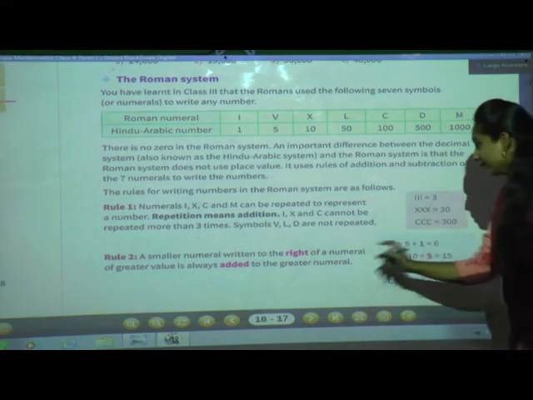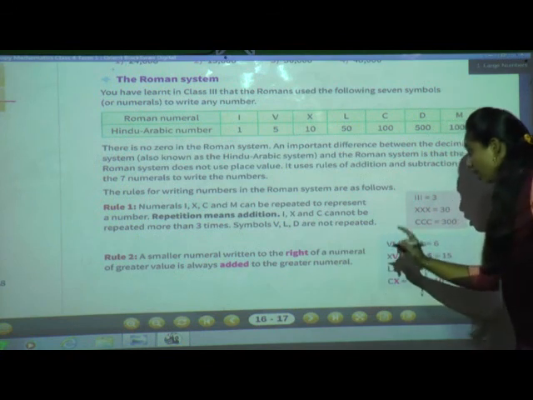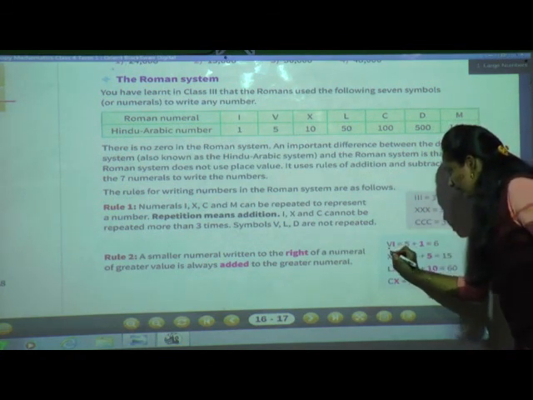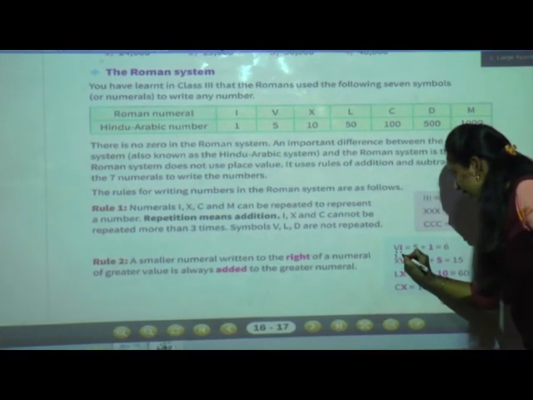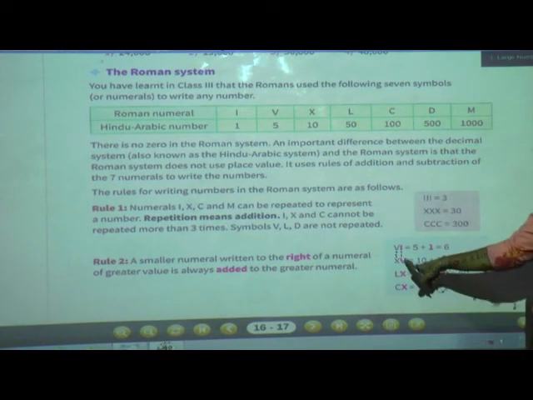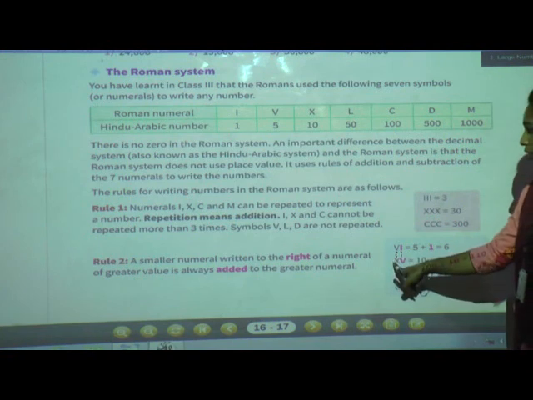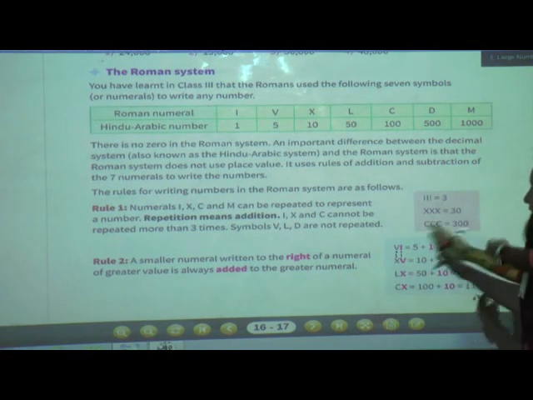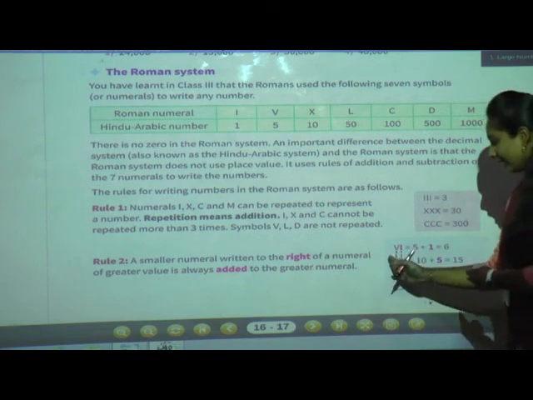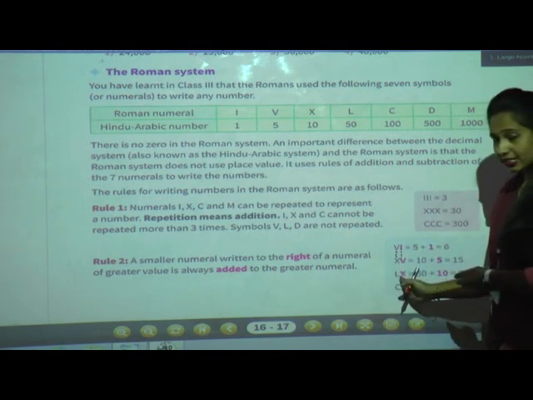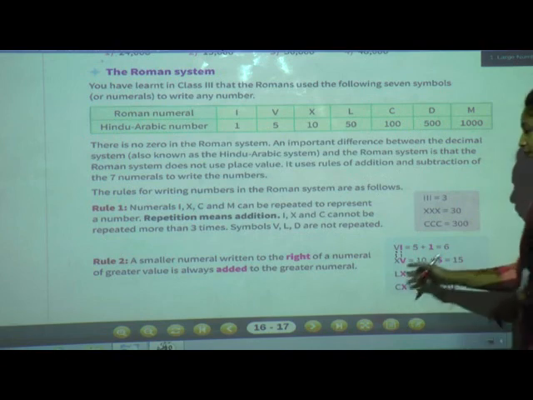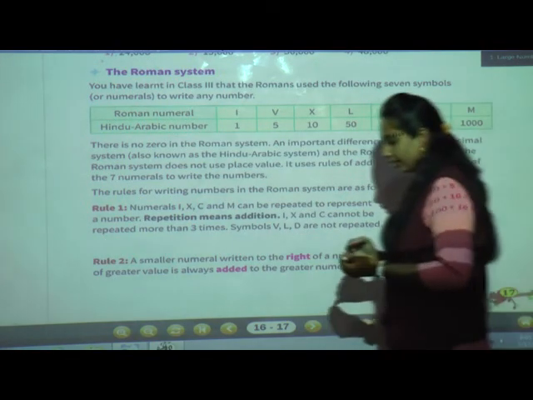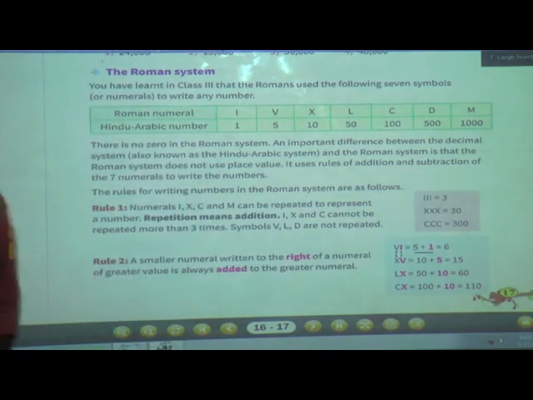See, for example, a smaller numeral written to the right side. See, this is 5 and this is I, which says 1. See, this is smaller. Where we have written, always we write the numeral beside, means right side of the greater value. Whenever it comes in this way, what we have to do? We have to add. Okay? Got it?